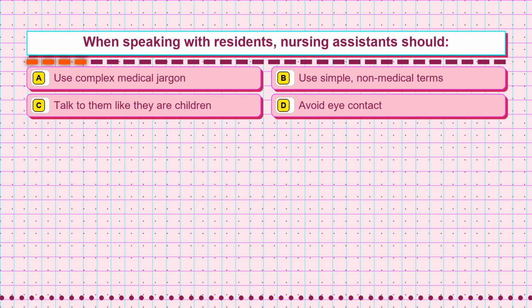Question 69. When speaking with residents, nursing assistants should: Option A, use complex medical jargon. Option B, use simple, non-medical terms. Option C, talk to them like they are children. Option D, avoid eye contact.